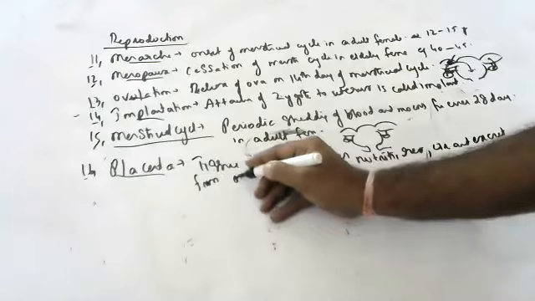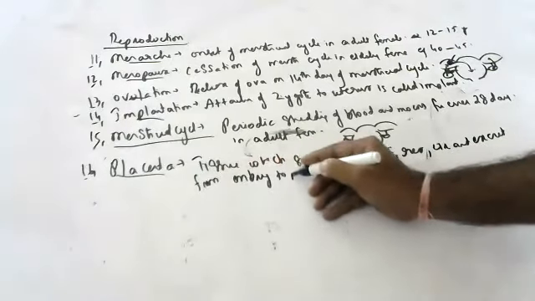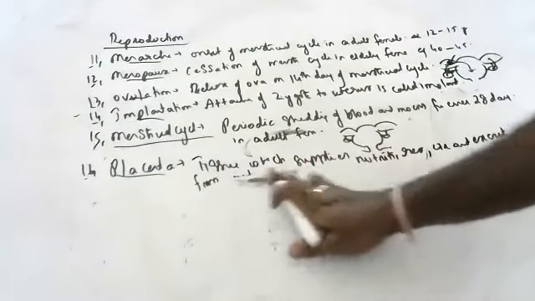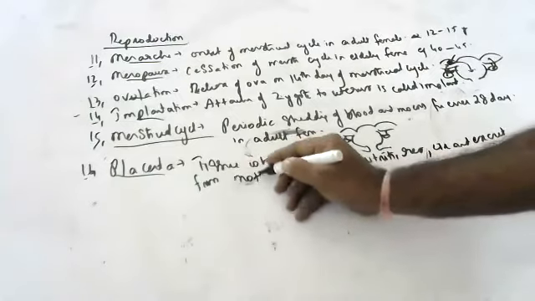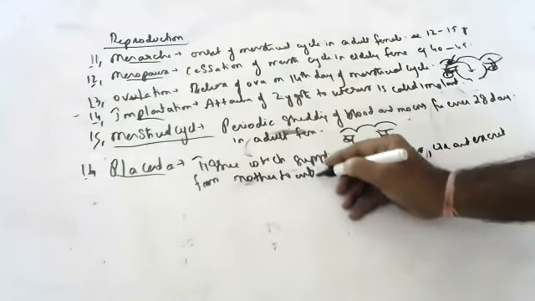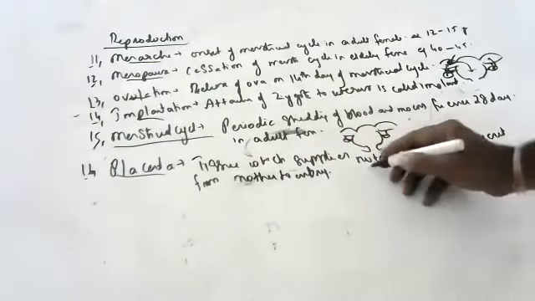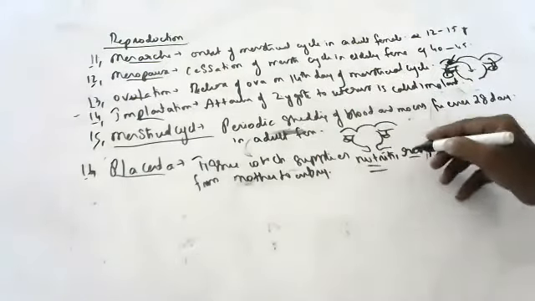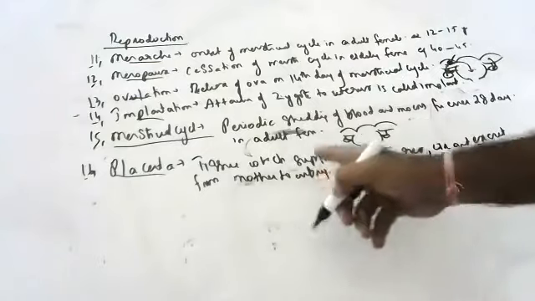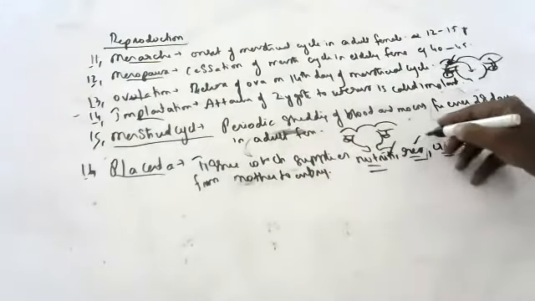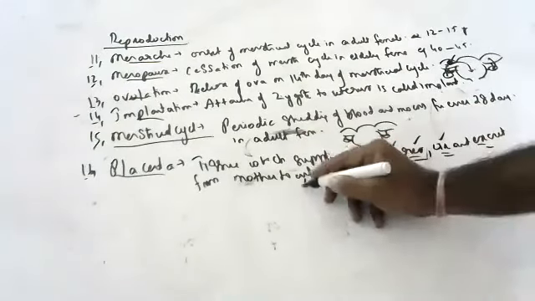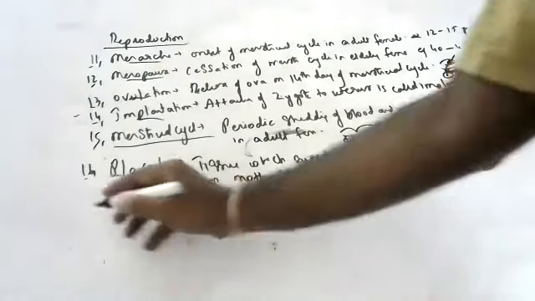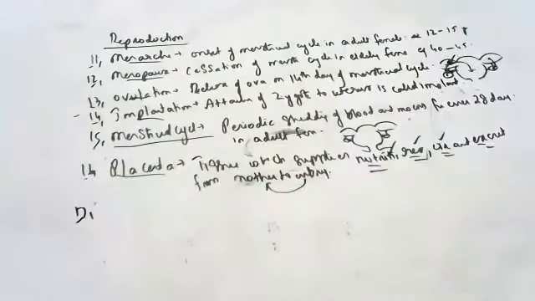From mother to embryo. Children, placenta is a structure which helps in nutrition, respiration, circulation, and excretion. From the mother, nutrition, respiration, and circulation come, and all the excretion from the embryo goes to the mother. Placenta is a tissue which connects embryo and mother. Okay, children, next one.